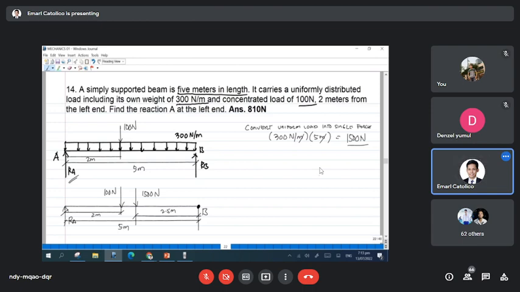Okay? So summation of moment at point B, since reaction at A ang hinahanap. Medyo kapalan ko lang yung araw dito. Yan. So RA ang hinahanap. So summation of moment at point B is equals to 0. So ano unahin natin?